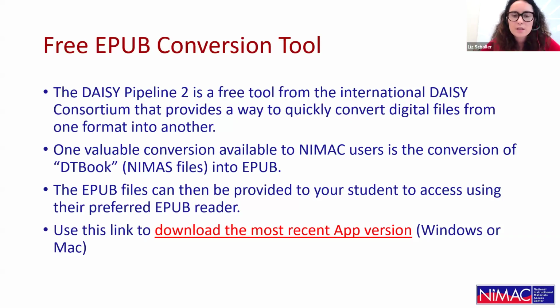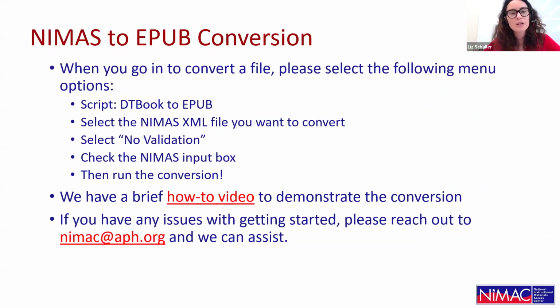You can use the link Alexa put in the chat to download the most recent version. And then on screen here are just some basic tips for doing that quick conversion. I think the interface is maybe a little intimidating the first time that you get on, so we also have a brief how-to video that actually shows you the screens and walks you through the process as well. But the main things are to select that correct translation script. So it's the DT book to EPUB script.